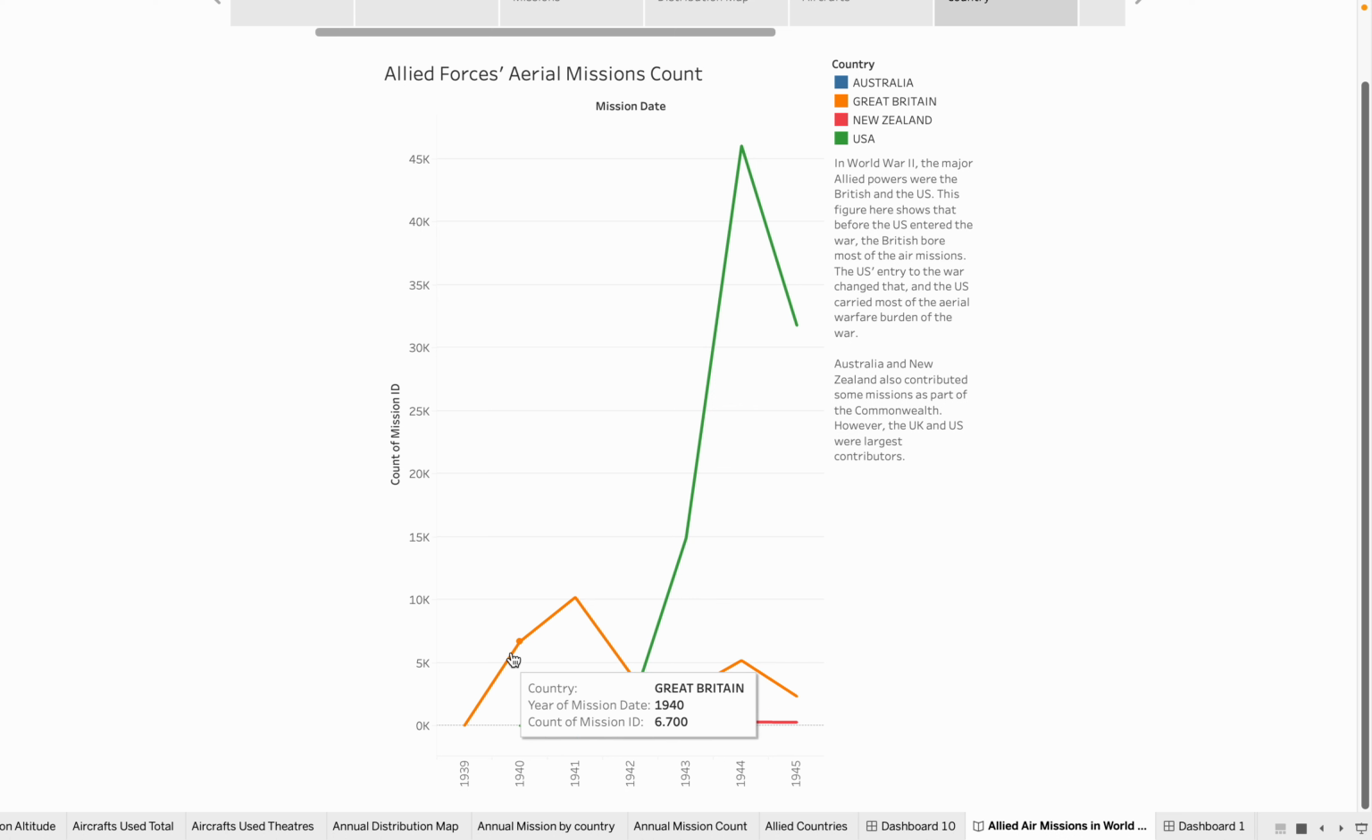This was when the British had to fight it off alone, and the New Zealand and Australian air forces were not that active because they were not as strong as the British. But when the U.S. started to enter the war in 1942, it jumped drastically to 1944, where the U.S. made more than 40,000 missions annually across all theaters of operation. So the U.S. was clearly the major air power in World War II, followed by the British at number two.